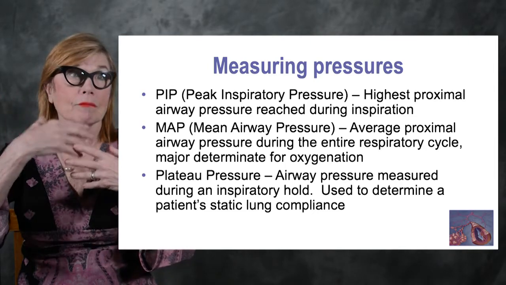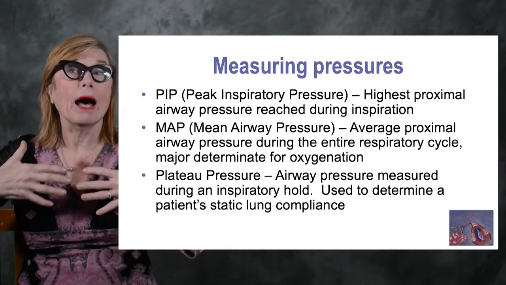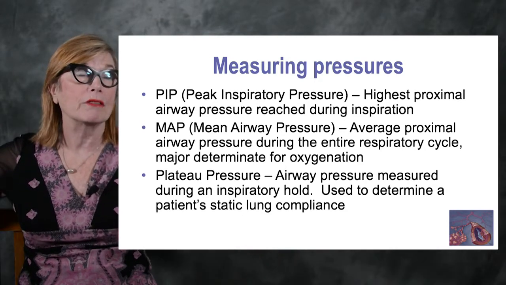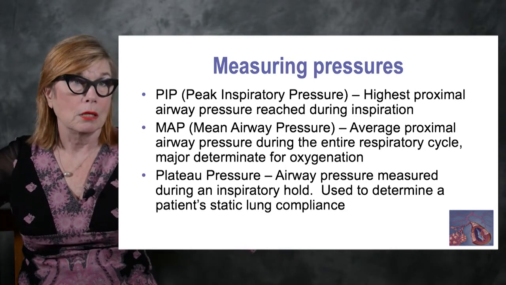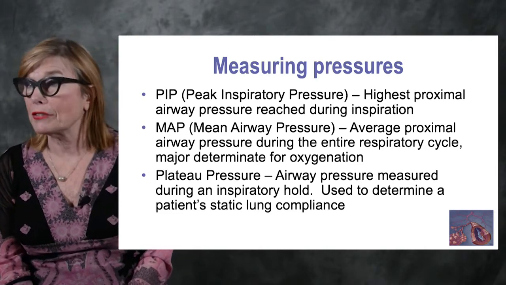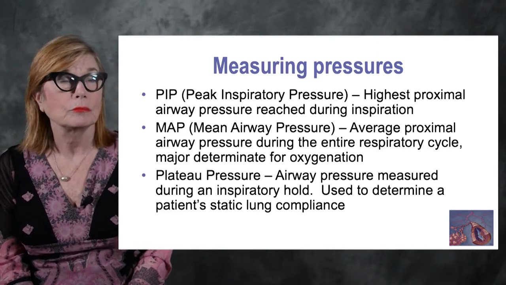Trachea, ET tube, trachea, bronchus, all the way to alveoli and incorporating the chest wall as well. That's your peak inspiratory pressure. It should be less than 40 centimeters of water pressure.